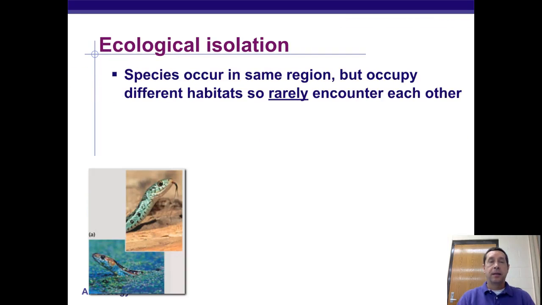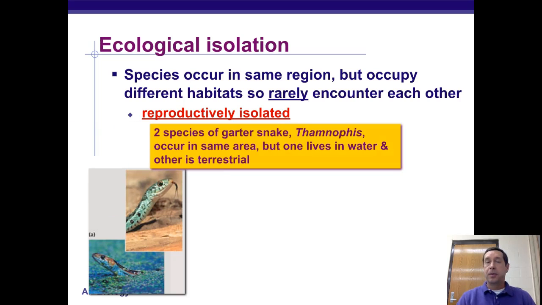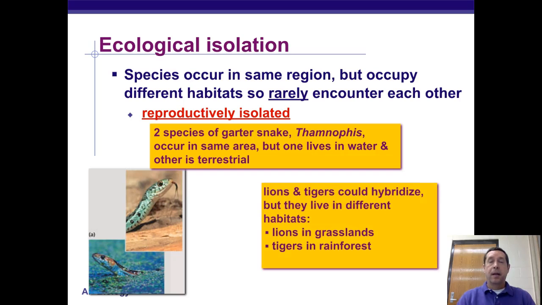Ecological isolation: species occur in the same region but occupy different habitats, so they rarely encounter each other. They are reproductively isolated. There are two species of garter snakes that live in the same area. One typically lives in the water, the other is terrestrial. They don't really encounter each other, so they are isolated even though there's not a physical barrier. Lions and tigers could hybridize, but they live in different habitats. Lions live in the grasslands, tigers live in rainforests.